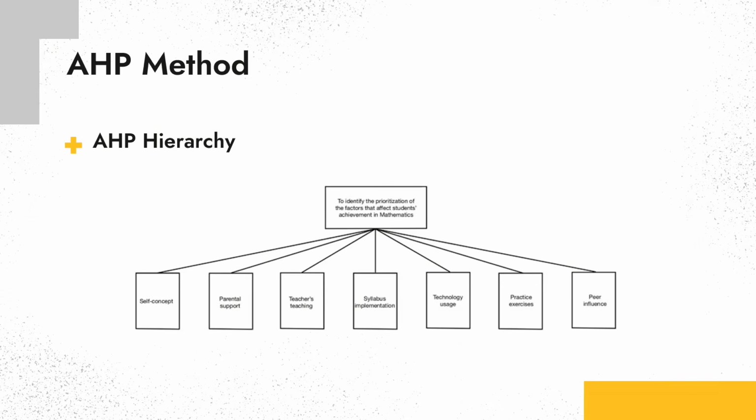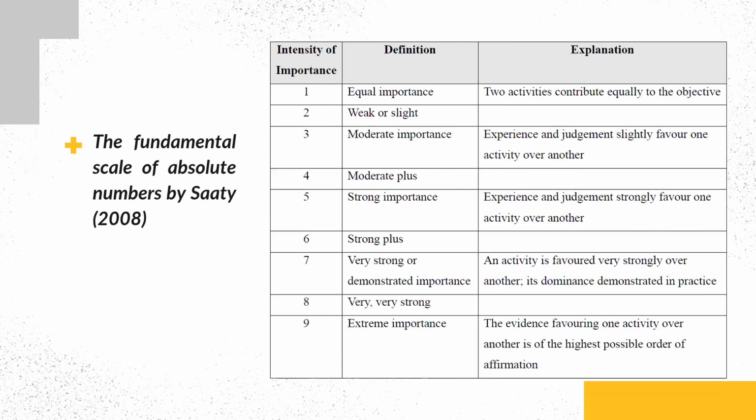Each of them will be paired uniquely. According to Saaty, the founder of AHP method, a scale of numbers is needed to make the comparisons effectively. This scale determines how many times more important one criterion is over another. So this is the fundamental scale of absolute numbers that has been developed by Saaty, which comprises scales 1 until 9.